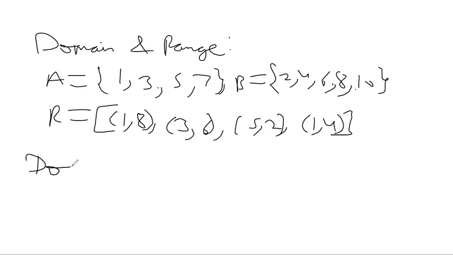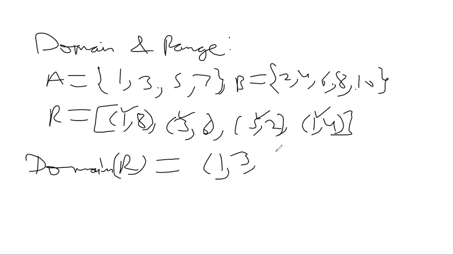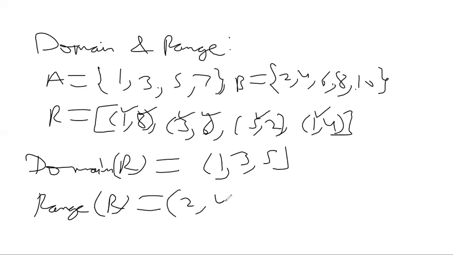Then what will be the domain of R? Domain of R means the first elements of this whole set: 1, 3, 5. We don't have to repeat any element. Like if we are using 1 only once, we can't use the element 1 again, so again 1 we are not writing here because that is not allowed. Now if we are taking the range of the relation R, then the second elements will be written. Again here also we don't have to repeat any. 2, 4, 6, 8, that's all. This is called domain and this is called range.